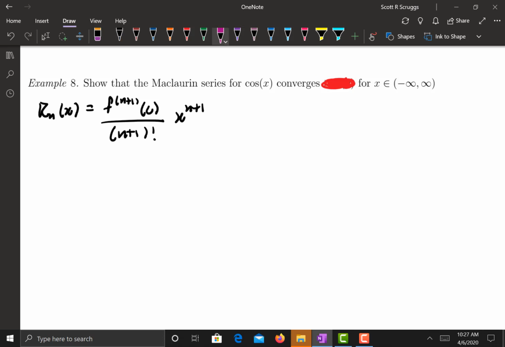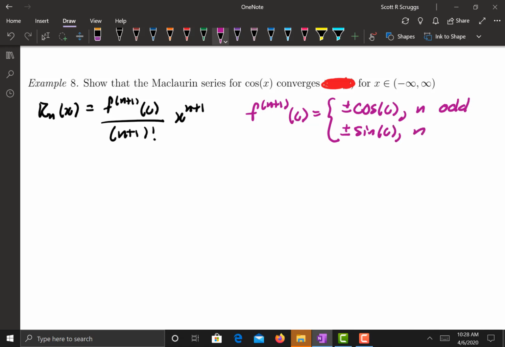And here's why it's a little bit trickier. The n plus 1 derivative at c, well, if n is odd, then that means n plus 1 will be even. So I'm going to have plus or minus cosine of c if n is odd, plus or minus sine of c when n is even. Which means we can't do the same trick that we saw in example 7. That means we're going to have to get around that issue.